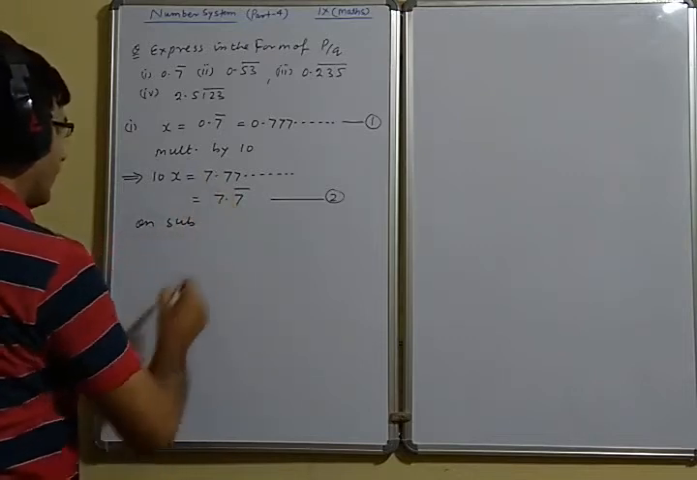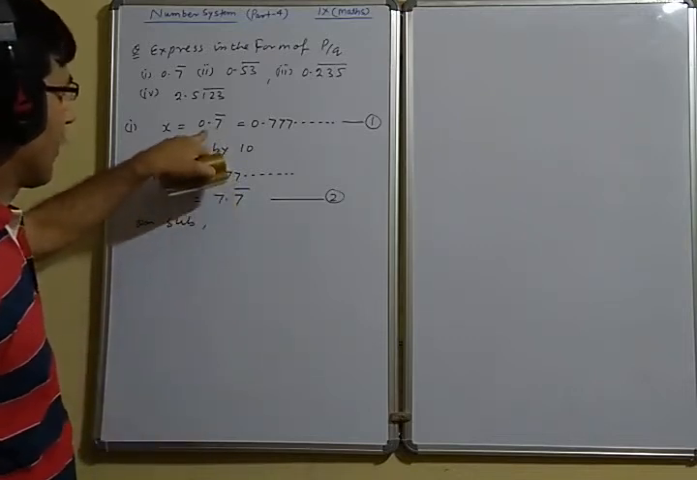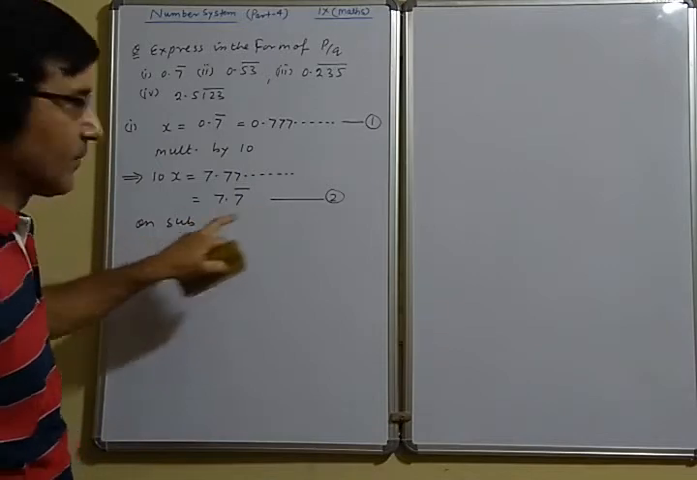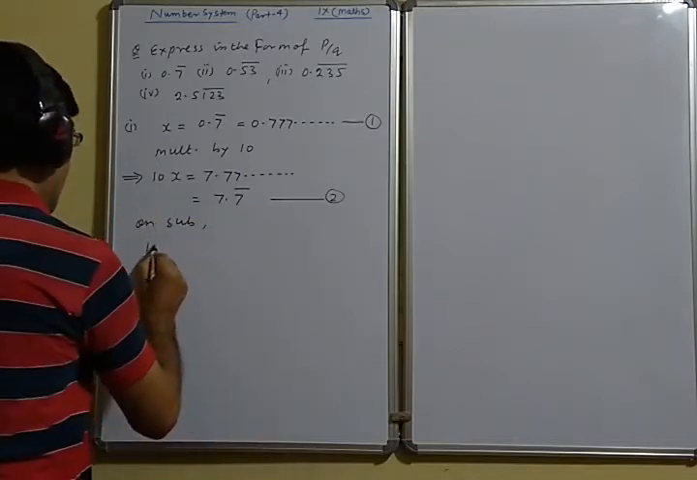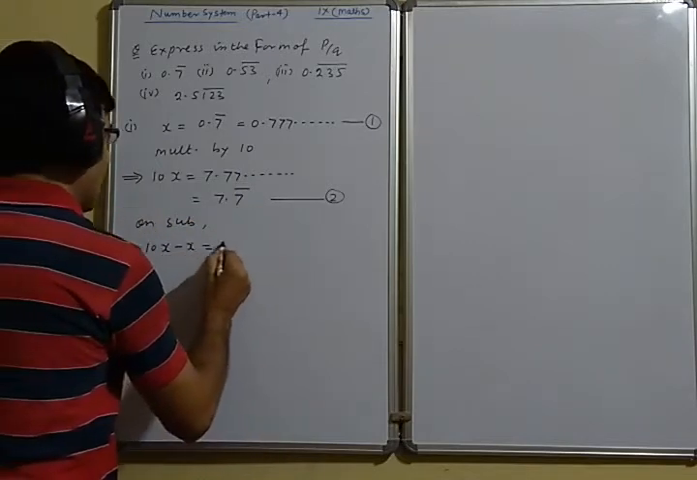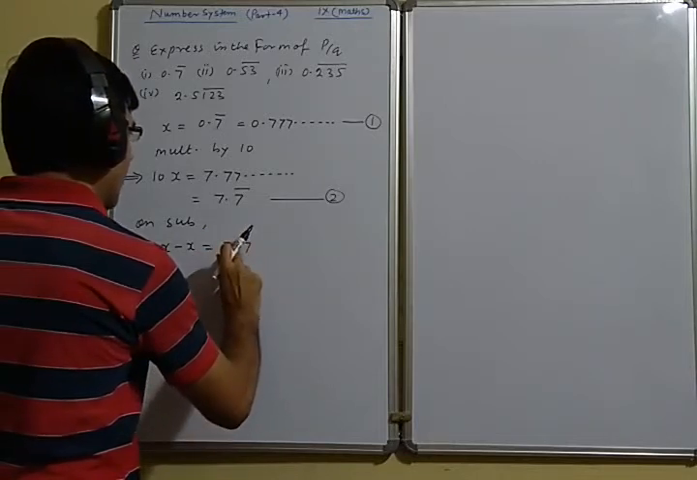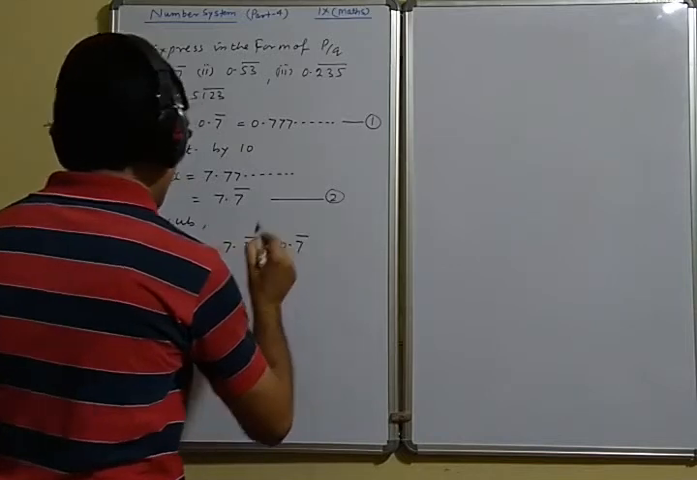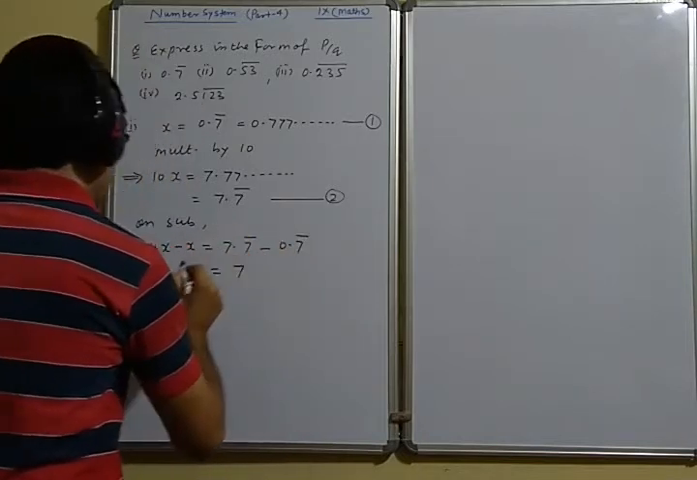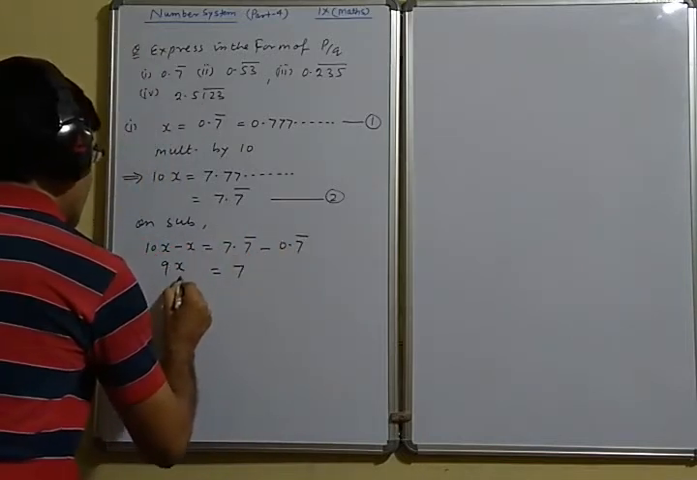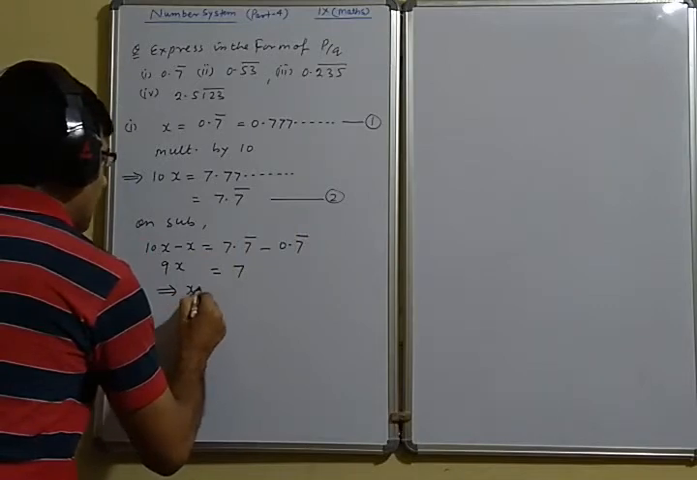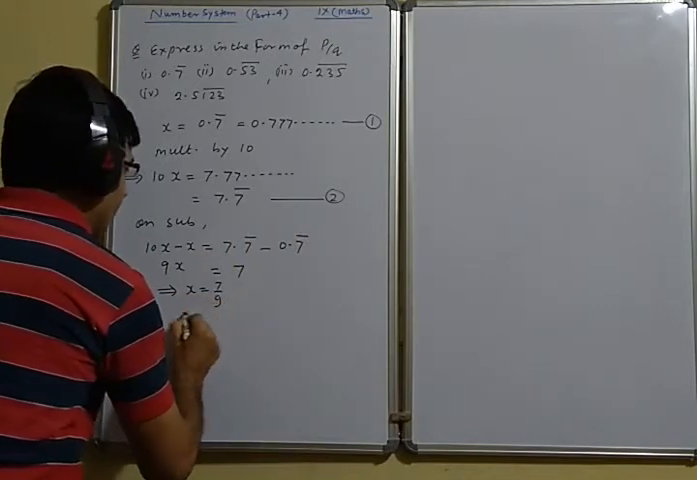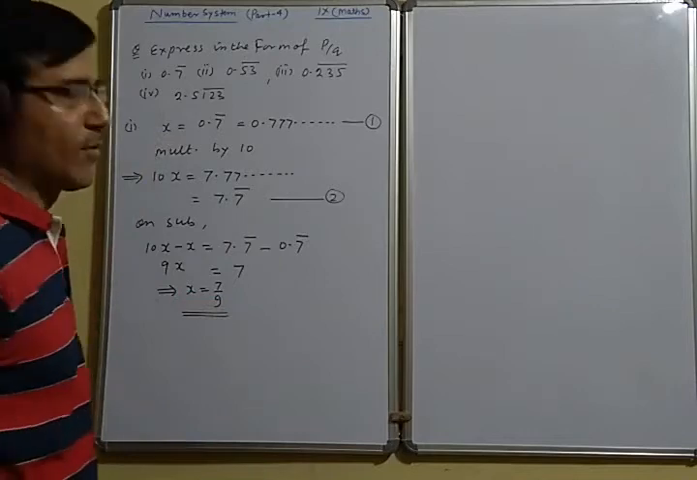Subtract equation 1 from equation 2. So 10x minus x is equal to 7.7 bar minus 0.7 bar. So it becomes 7, and here it is 9x. So this implies that x is equal to 7 by 9. That is the required solution.